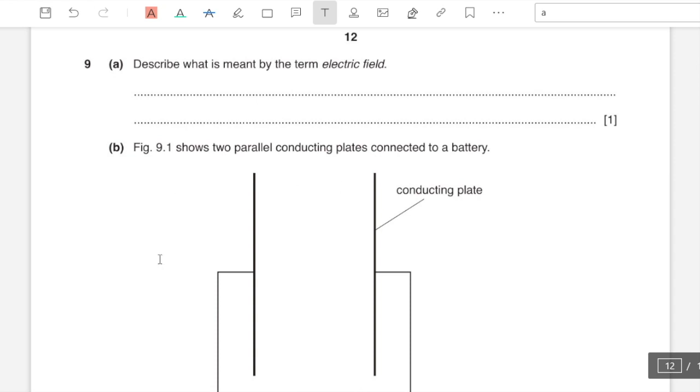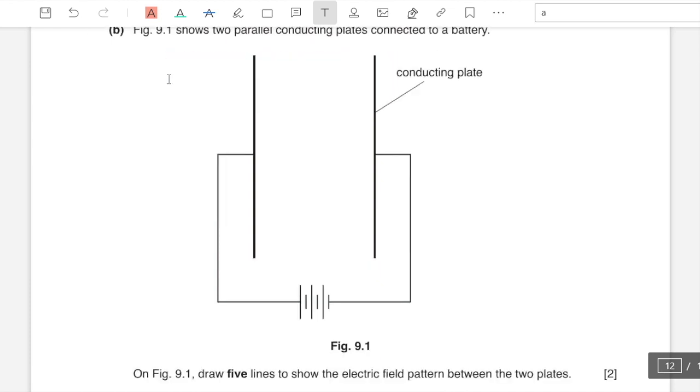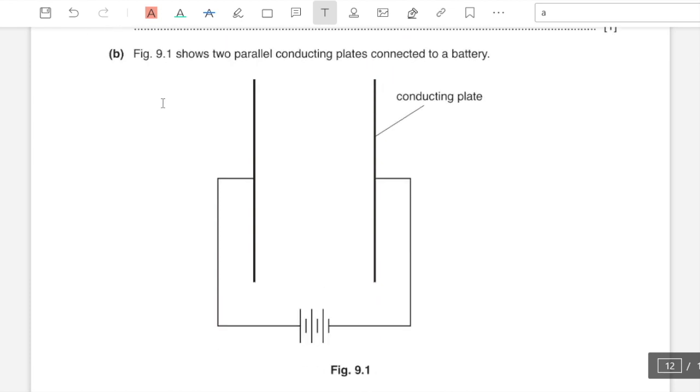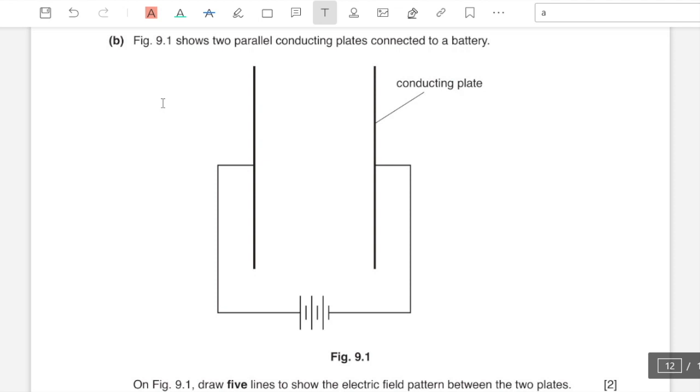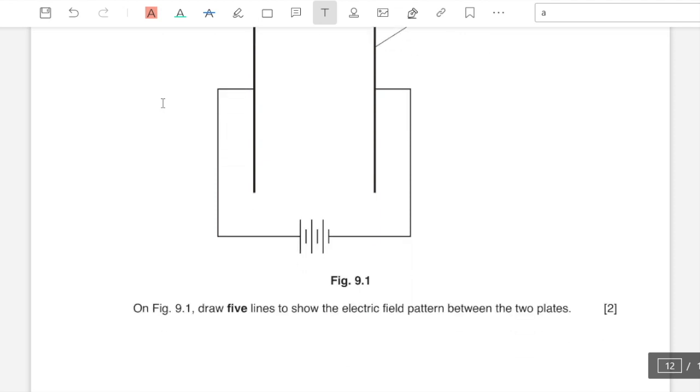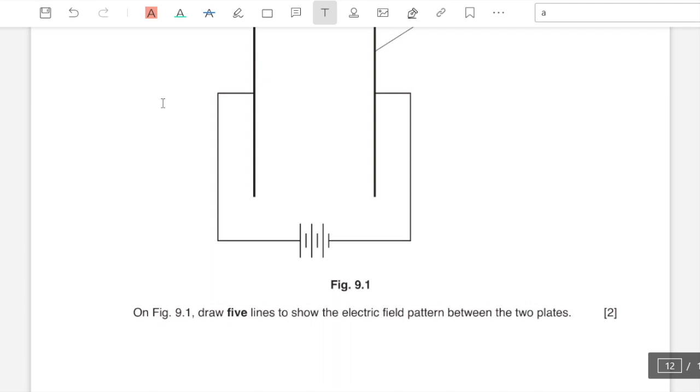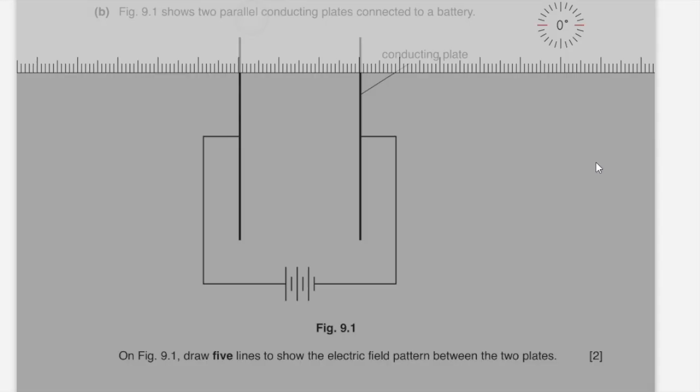Question number 9a. Describe what is meant by the term electric field. It is the area where a charge experiences a force. B. Figure 9.1 shows two parallel conducting plates connected to a battery. On figure 9.1, show 5 lines to show the electric field pattern between the two plates.